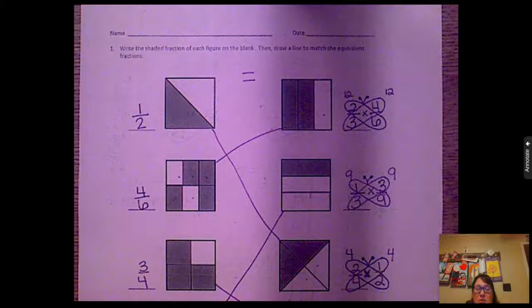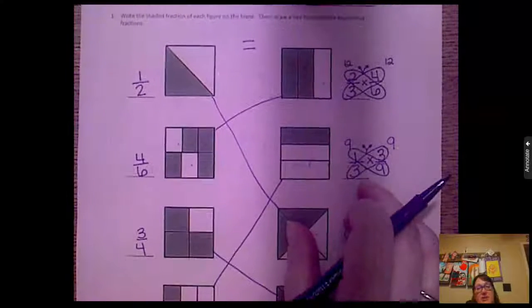And we also learned a cool new trick today called the butterfly, which was a great and fun trick to check and see if our two fractions are equivalent or equal.